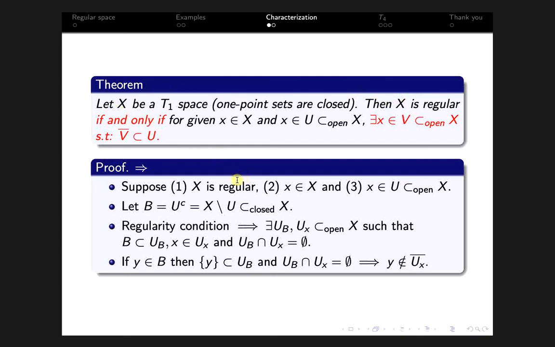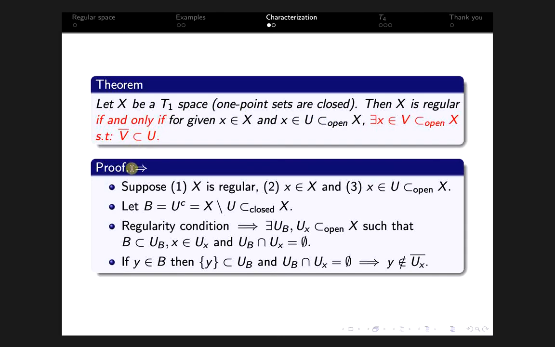So our assumptions are X is regular, and little x is a point in the space X, and given an open neighborhood U of x in the topological space X. Okay, so these are the assumptions. What to show? We have to show that there exists another open neighborhood V of x in the topological space X, such that V closure is contained in U.